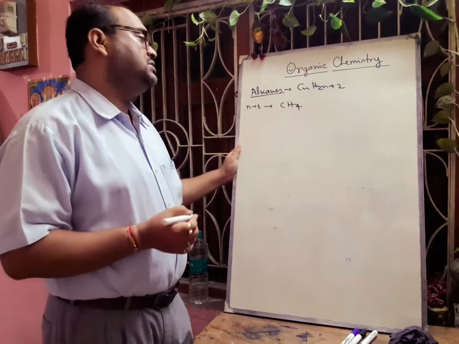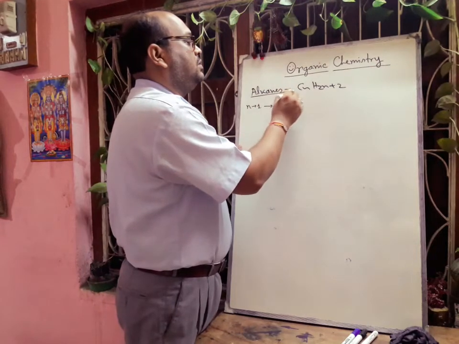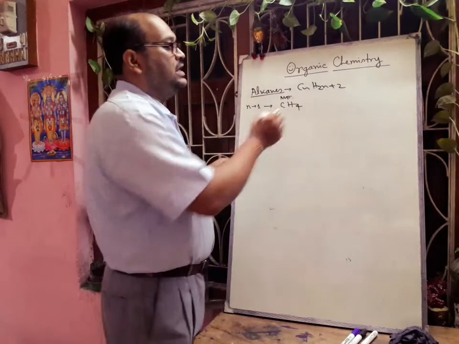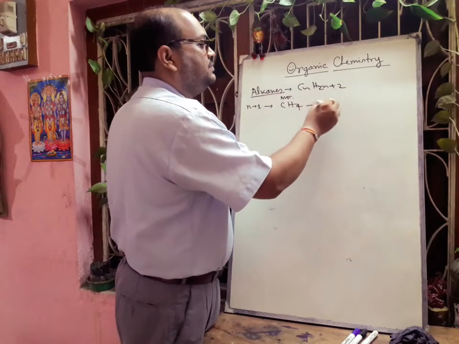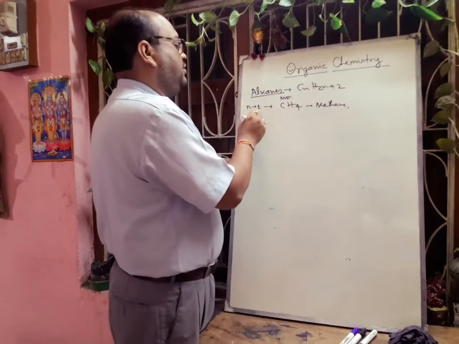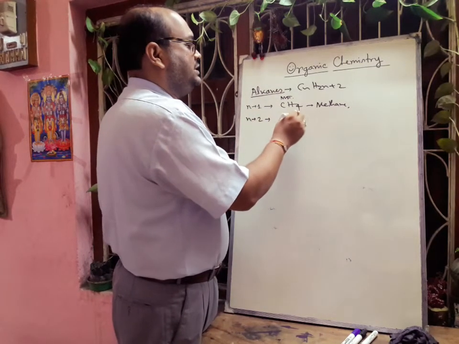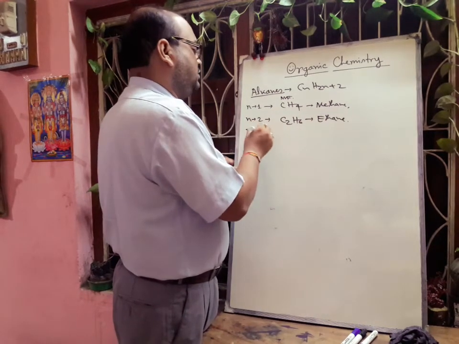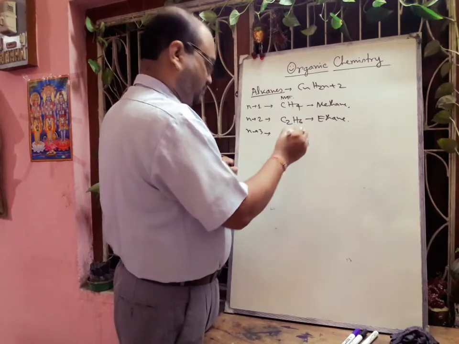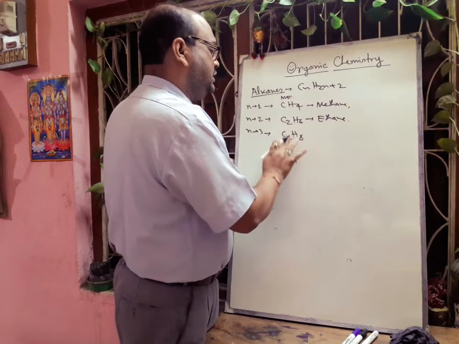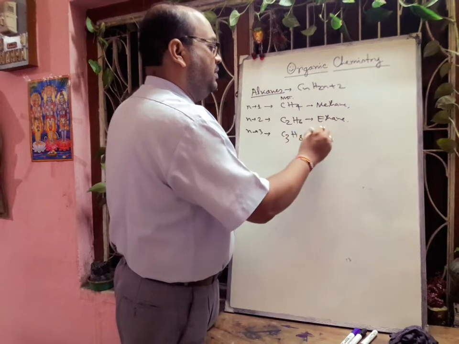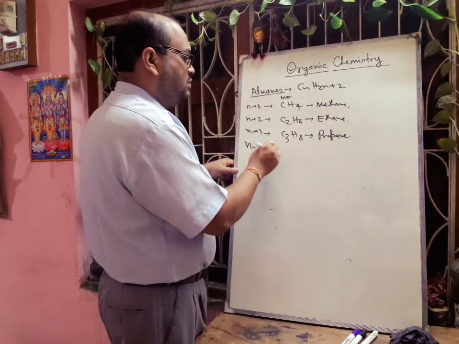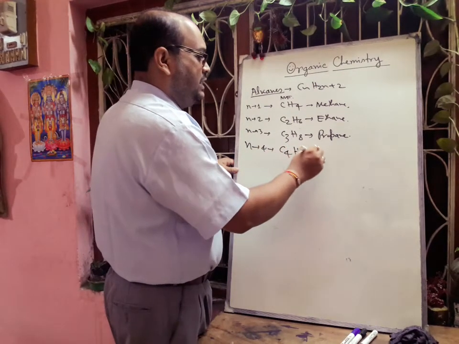Now what is the name of this? This is the molecular formula. And what is the name of this compound? You know that when one carbon is present, that is called meth, and as it is alkane, it will be methane. Next, when we put n is equal to 2, then C2H6, the name of this compound will be ethane. Then when n is equal to 3, C3H8, it will be propane. Next, when n is equal to 4, that is C4H10, it will be butane.